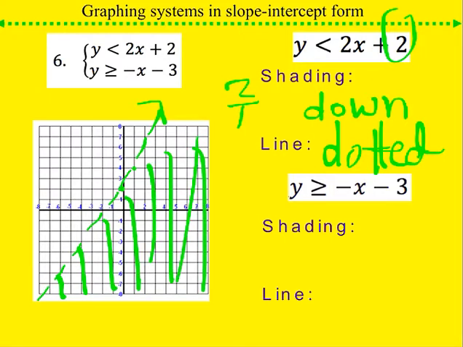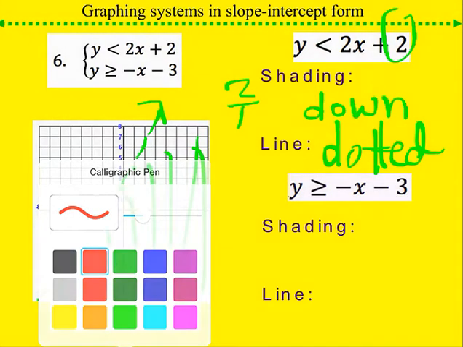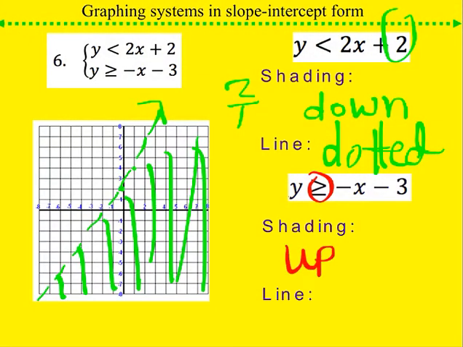So then let's take a look at this next one. Our shading is opening towards the y, so we're going to shade up. And there's a solid line underneath the inequality, so it's going to be a solid line. So we're crossing the y-axis at -3.